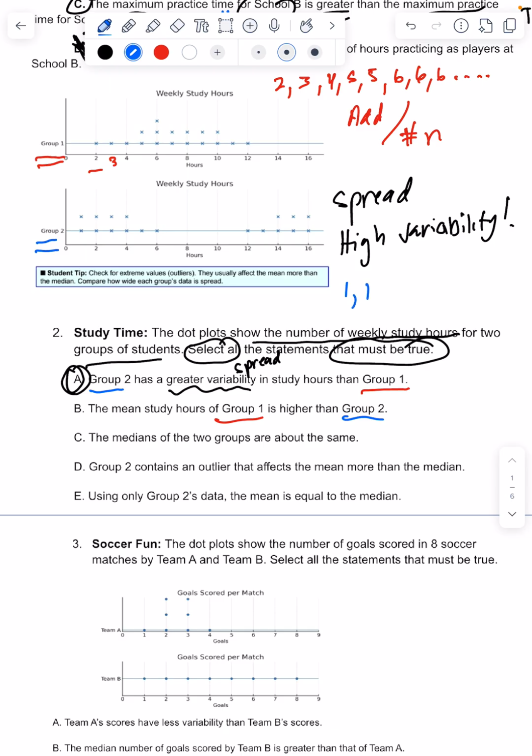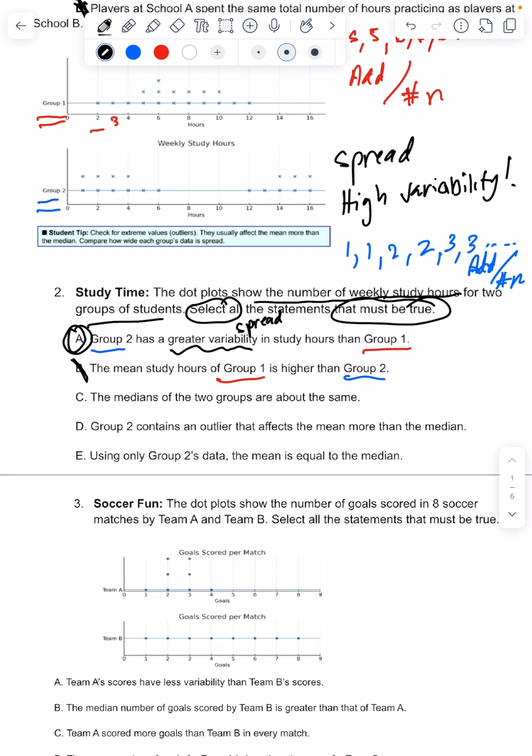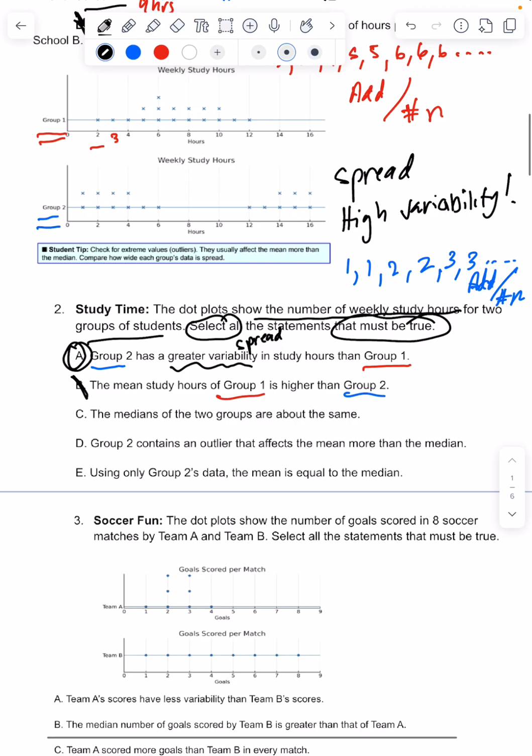I have 1, 1, 2, 2, 3, 3, etc., right? So I would add them and then divide by the number of values in this case. And then we could compare which one had it. But again, I've already calculated, and you will be able to find that the mean is actually higher for group 2. So that's not correct. Then it says the medians of the groups are about the same.